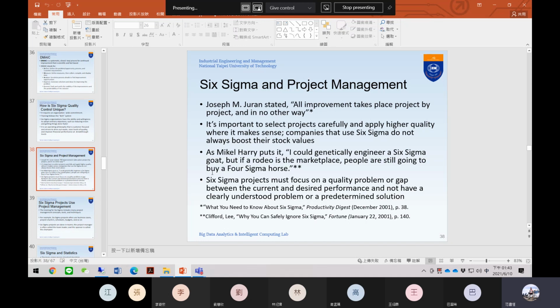Companies that use Six Sigma do not always boost their stock value. They just do a decent job to keep productivity at a high level, and do not pay too much attention to the stock market. As Michael Harry put it, I could genetically engineer a Six Sigma goal, but if the marketplace is a horse race, people are still going to buy a Four Sigma horse. So Six Sigma is at the very top of the market.